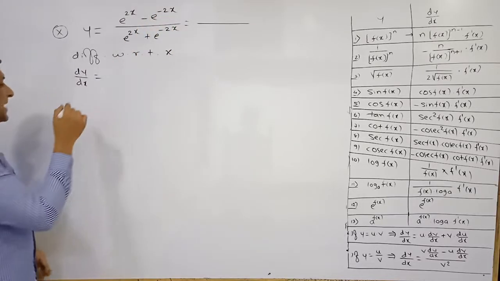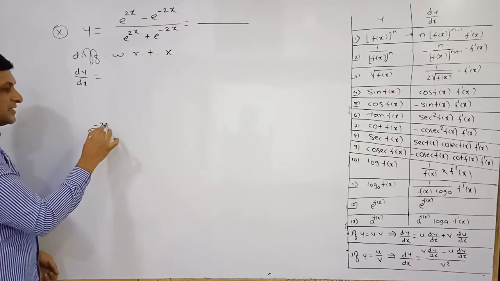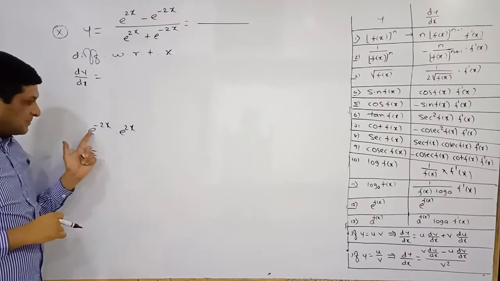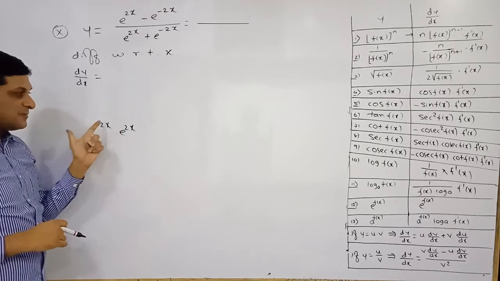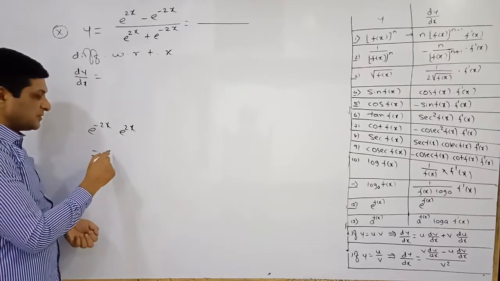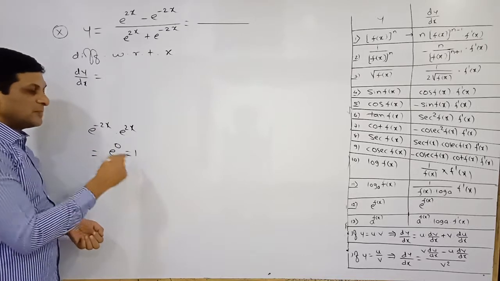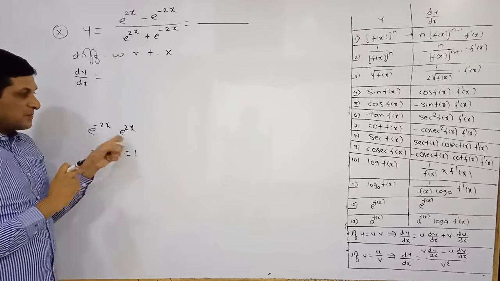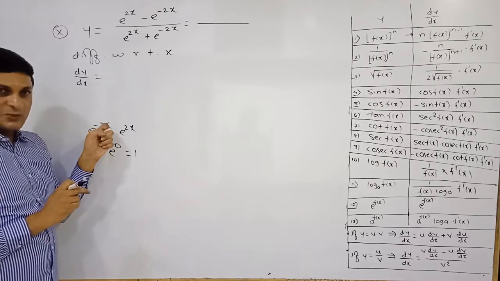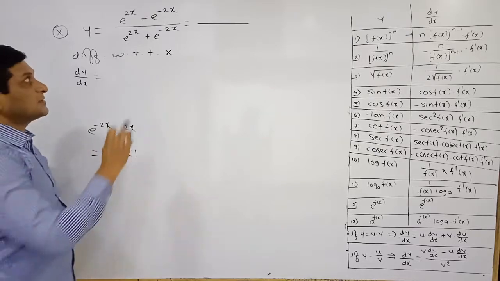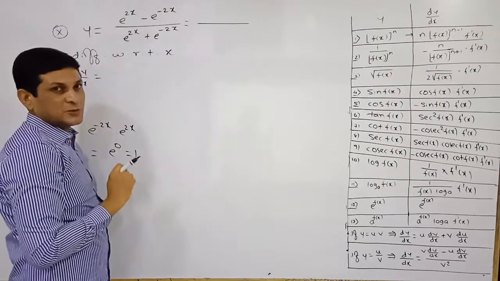If we multiply e raised to power minus 2x by e raised to power 2x, see what we will get here. Here the bases are the same. Since the bases are the same, we can add the powers. Minus 2x plus 2x will become what? 0, and any number raised to power 0 is equal to 1. So if we multiply e raised to power minus 2x by e raised to power 2x, we will get plus 1. So let us multiply the numerator by e raised to power 2x.